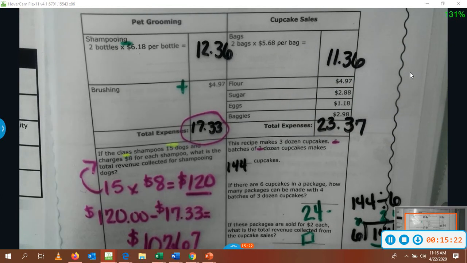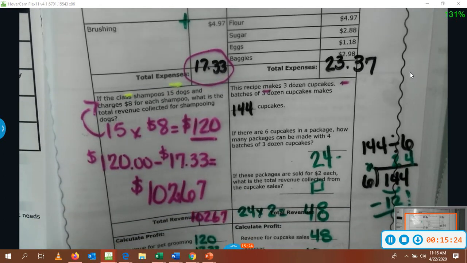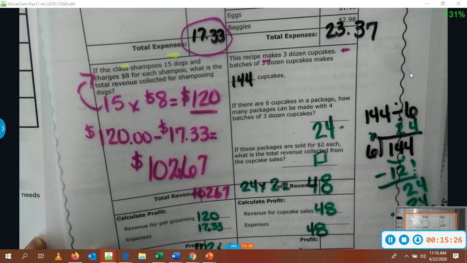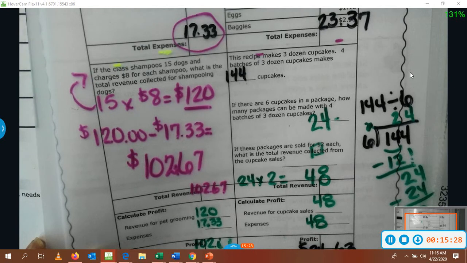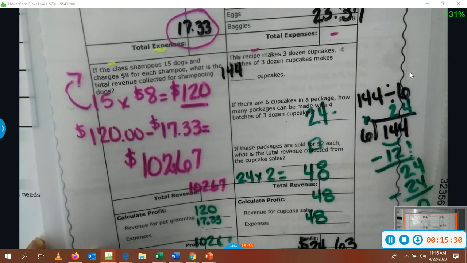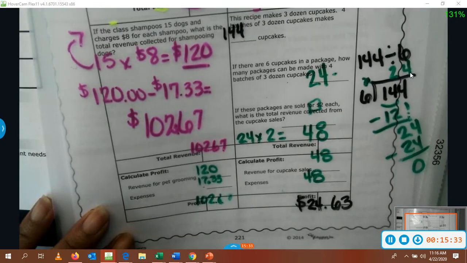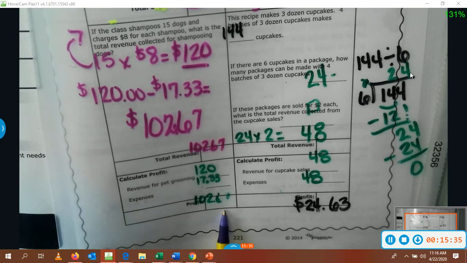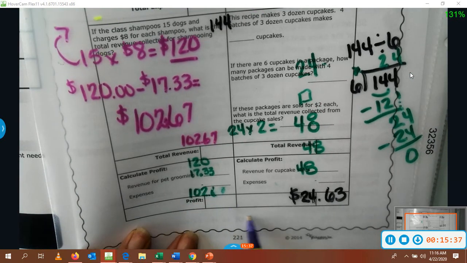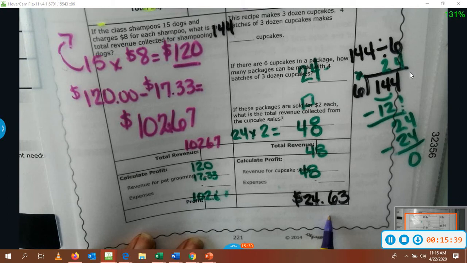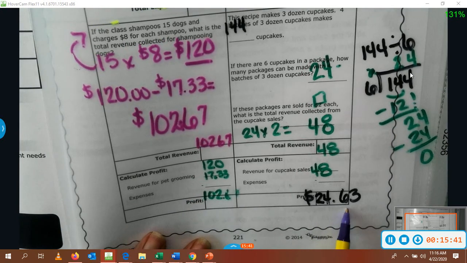Now, which one made the most money? Had the biggest profit? The biggest profit will be on this side of the pet grooming, because they walked away with $102 and some change, versus the cupcake side only walked away with $24.63.